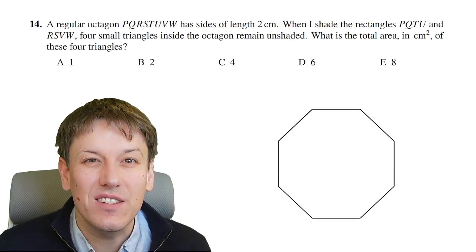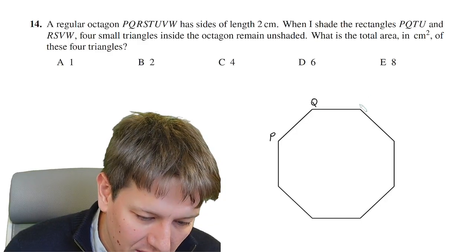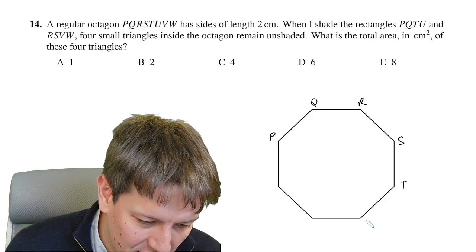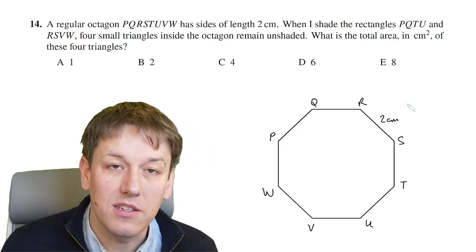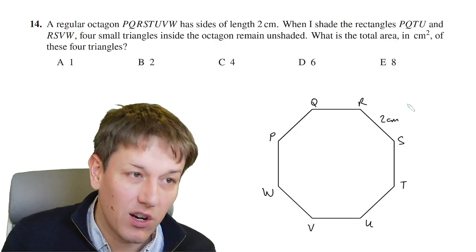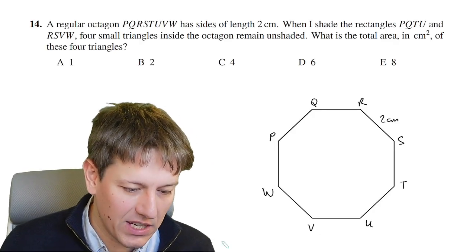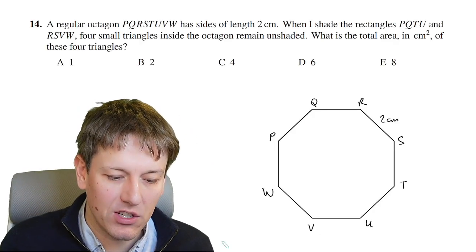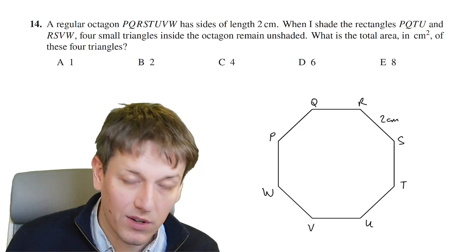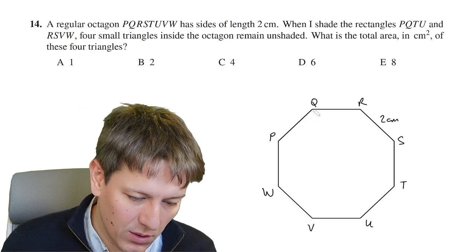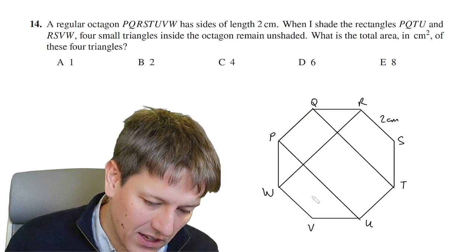Clearly for this question we need to draw a diagram. We've got a regular octagon, P, Q, R, S, T, U, V, W, and it's got side lengths of 2 centimeters. And you've got to always label either clockwise or anti-clockwise, it doesn't matter, but you must keep those letters in the order they are in the question here, and it's important here because I'm going to shade in rectangles PQTU and RSVW, right? So I've got that order right. So PQTU is going to be a rectangle here, and then RSVW is going to be a rectangle here.